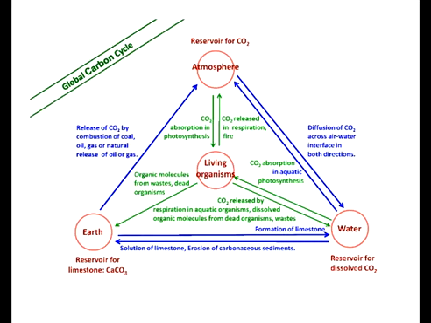This diagrammatic representation shows 4 circles in orangish line. One is the atmosphere at the top, one circle in the middle is living organisms, and on the left hand side there is earth, and then there is water. These are 4 important reservoirs of carbon dioxide.